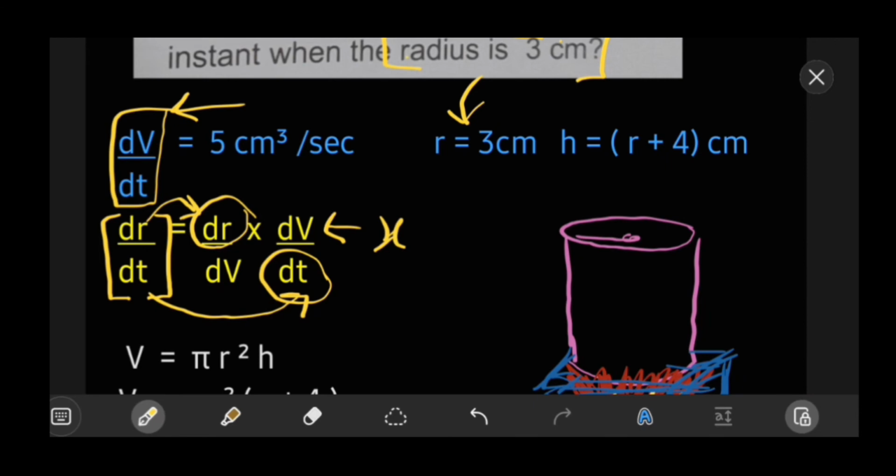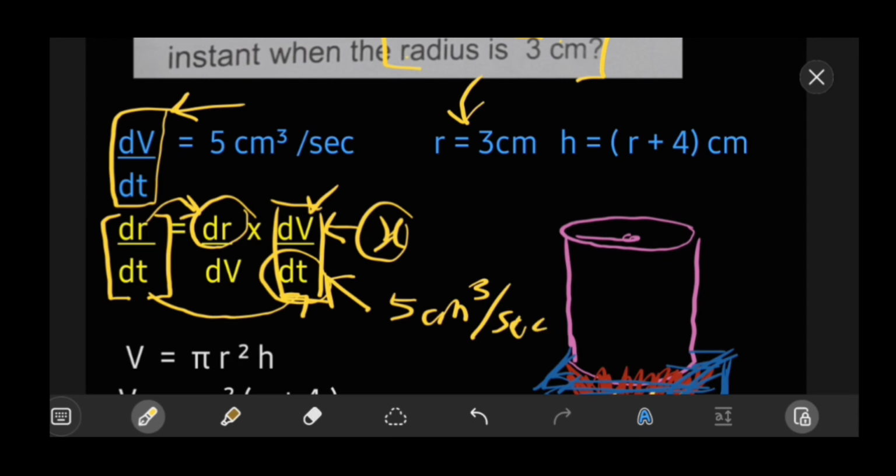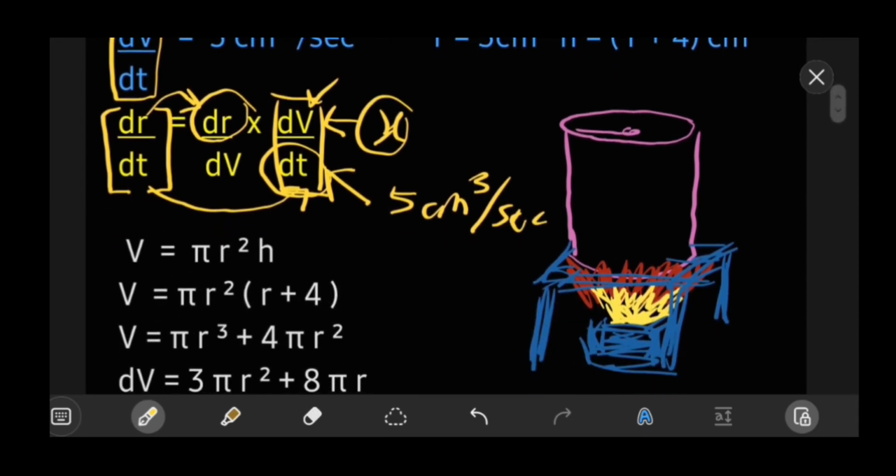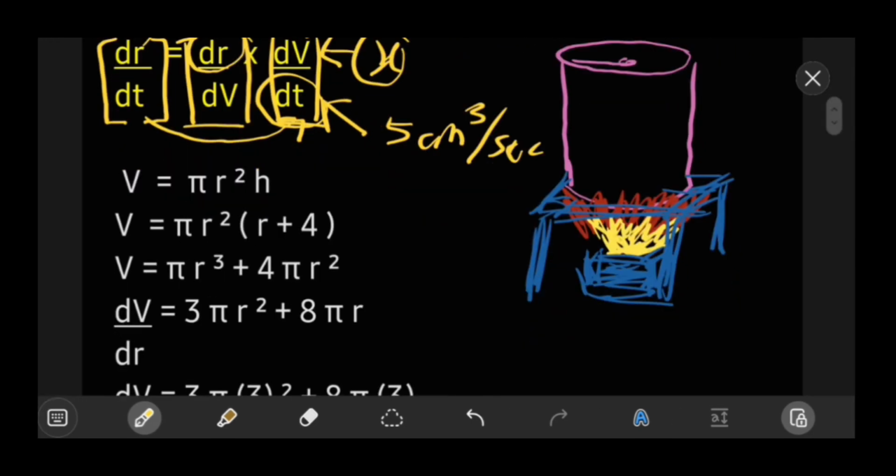And here I have dV over dt, so I can substitute x as dV. And we know that this dV over dt is 5 centimeter cube per second. Okay, then we need to find this dr over dV. From the volume, we can know the radius because the radius is inside the volume equation. Thus, I use the volume equation for this.